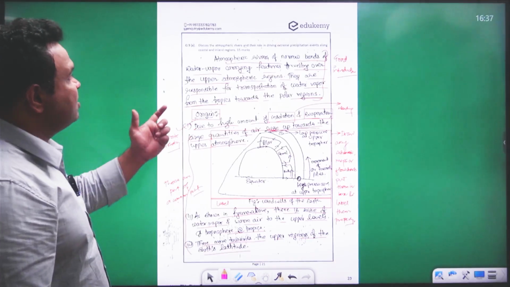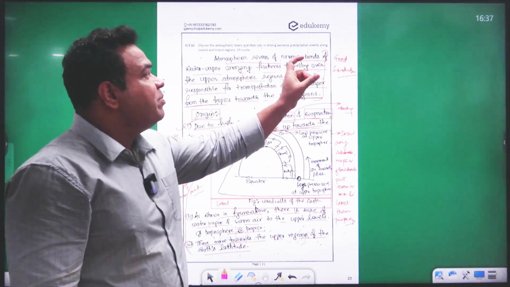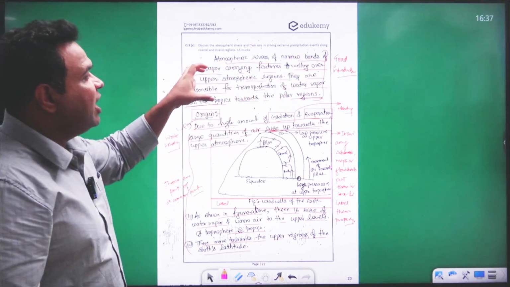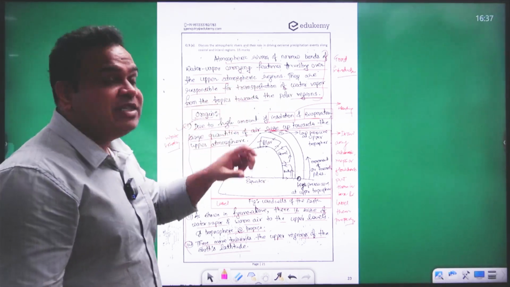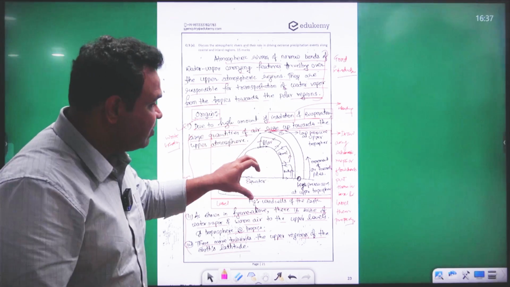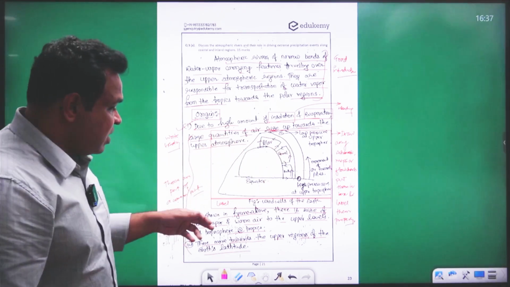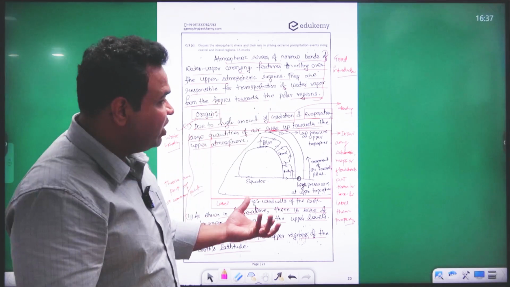Okay, one more question is like this. Discuss the atmospheric rivers and their role in driving the extreme precipitation events along the coastal and inland regions. A brief introduction has been given, and immediately after the introduction he has again tried to show it with a good diagram, plus some information has been given on what exactly the points that need to be included in it.